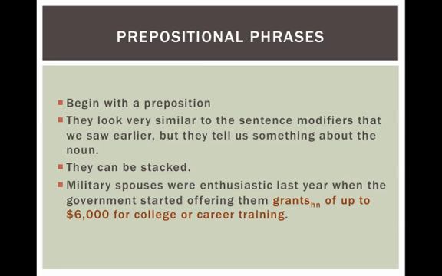The head noun in this prepositional phrase is grants, and we've got grants of up to $6,000. That's one prepositional phrase. For college or career training. Both of these tell you something about the noun phrase, and they can function independently. I could just say offering them grants of up to $6,000, offering them grants for college or career training. But the author here of this military spouses article has included both of them. So we count this as two prepositional phrases. Why? Because there are two prepositions, of and for.